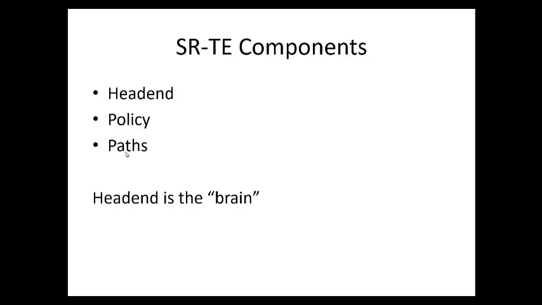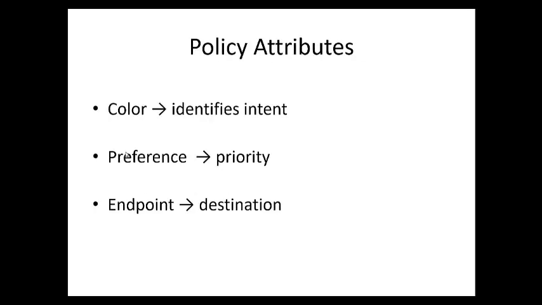These are the components. Color is to identify the policy itself. Intent. Preference means prioritization. Excuse me, color. I'm sorry, brother? Your voice is breaking. Color is for intent, identifying different paths. Very good. Clear now. Yeah.